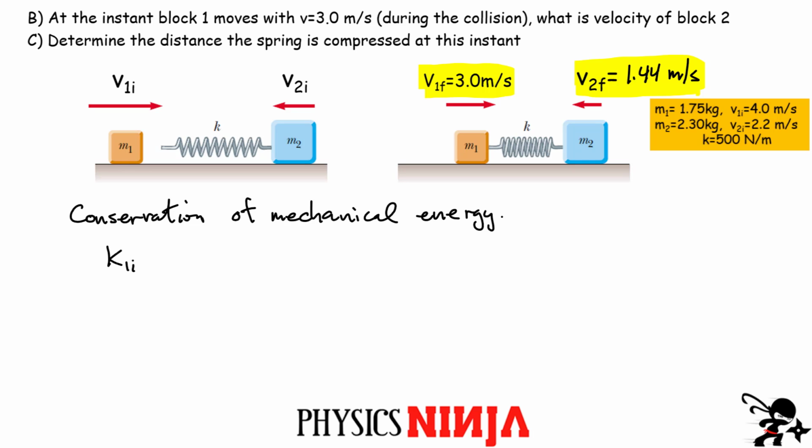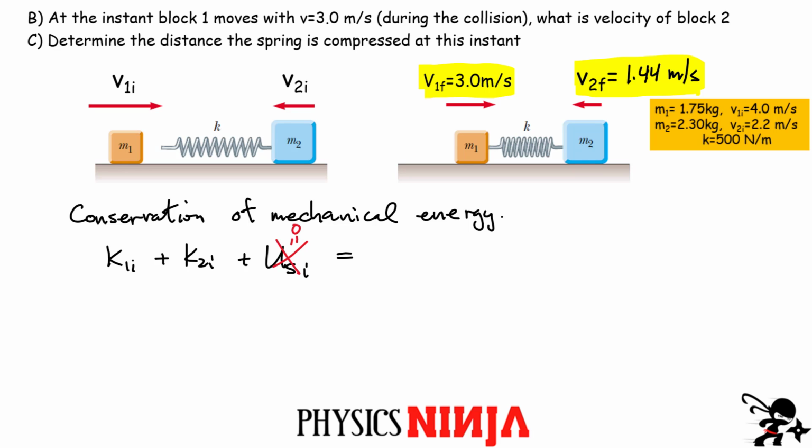So that means initially what we have is some kinetic energy for block number 1. I'll write this as K1 initial, plus the initial energy of block number 2, plus, well, is there any spring potential energy initially? There isn't. I'll just write it, but keep in mind this term is simply equal to 0 because the spring's not compressed before the collision.